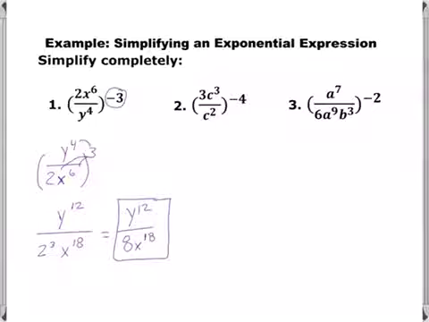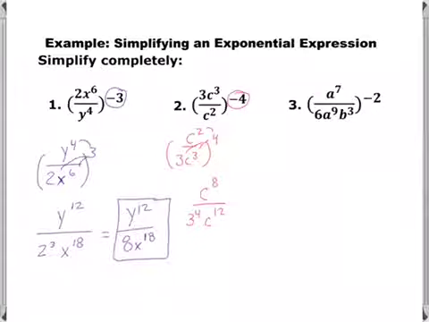Question 2, same idea. We've got 3c cubed over c squared, all to the negative 4th power. I want to get rid of the negative 4th, so I flip over the entire fraction first. And now I apply the 4 to everything inside. So I'm going to get 2 times 4 is 8, so c to the 8th, over 3 to the 4th, 4 times 3 is 12, so c to the 12th.